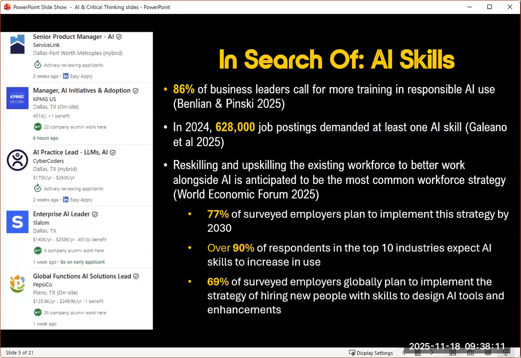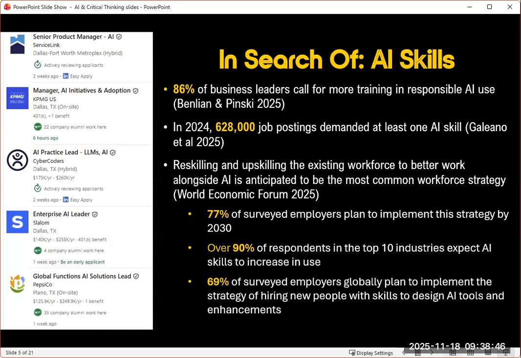And this is a very small snapshot of those. And then we have another study telling us that reskilling and upskilling the existing workforce to better work alongside AI or with AI is anticipated to be the most common workforce strategy to come. So 77% of surveyed employers plan to implement this strategy by 2030. Over 90% of respondents in the top 10 industries expect AI skills to increase in use. And 69% of surveyed employers globally plan to implement the strategy around AI.